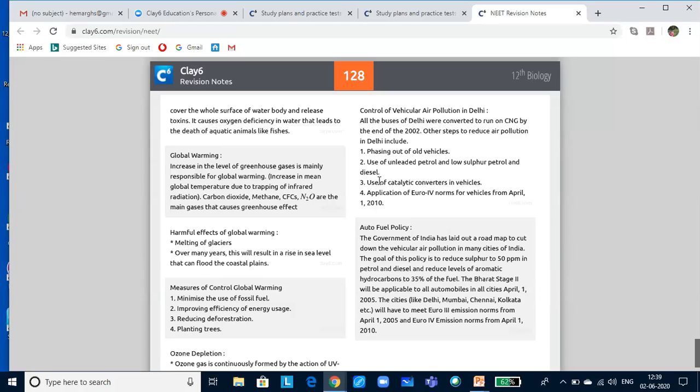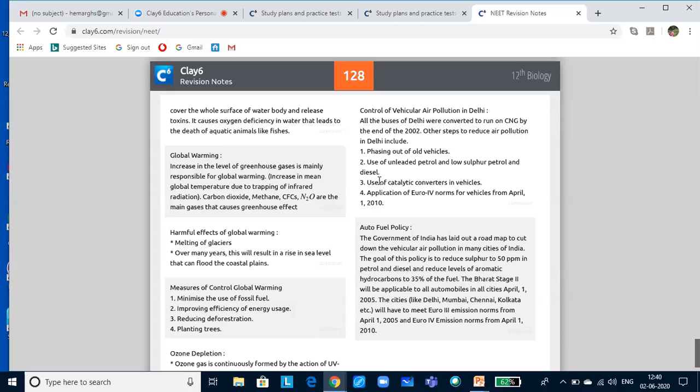Excess nitrate binds with hemoglobin and inhibits oxygen transport, and it is known as methemoglobinemia or blue baby syndrome. Fluorides: skeletal fluorosis is caused by an excess amount of fluoride in drinking water. Now, these are some of the harmful effects of water pollution.